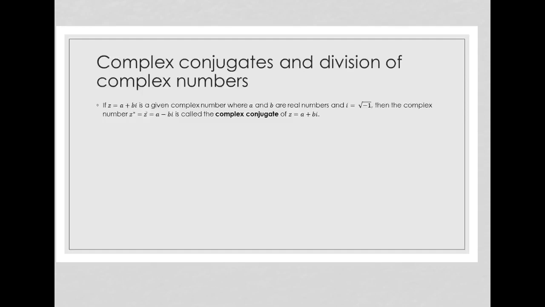It depends on the textbook. You will see that some textbooks use the star, other textbooks will use the bar. So that's why I've put in both. And look at the difference between the two: from Z to Z bar or Z star, the +bi becomes -bi. And this is called the complex conjugate of Z.